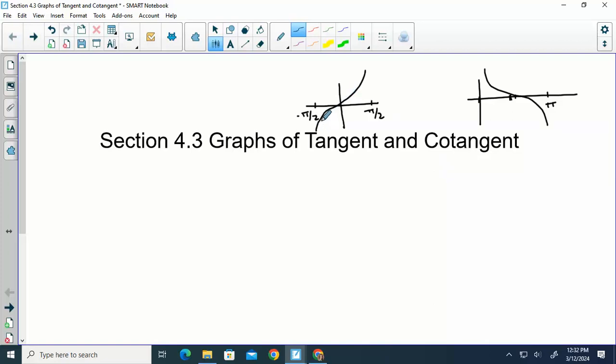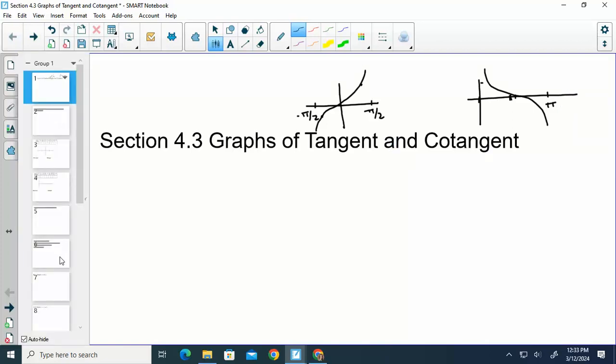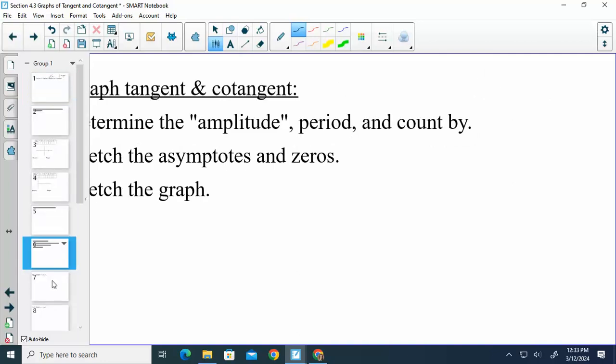One way to remember that: for tangent, this is quadrant 4 over here, and tangent is negative in quadrant 4. And then this is between 0 and pi over 2, that's quadrant 1, and it's positive in quadrant 1. From here, 0 to pi over 2 for cotangent, that's quadrant 1, cotangent's positive there. From pi over 2 to pi, that's quadrant 2, and it's negative. So the positive and negative are why we see the increasing and decreasing.